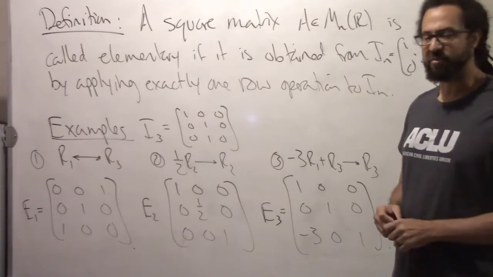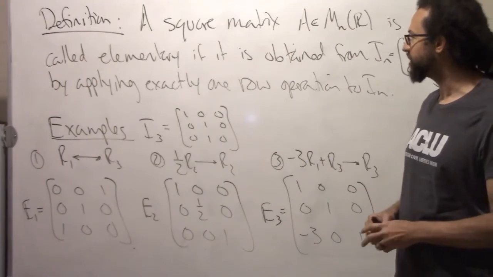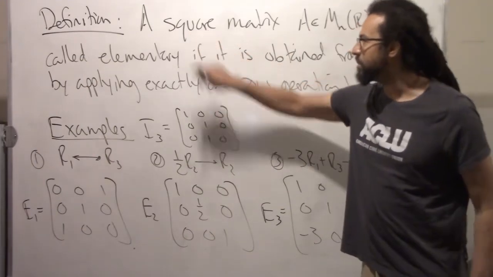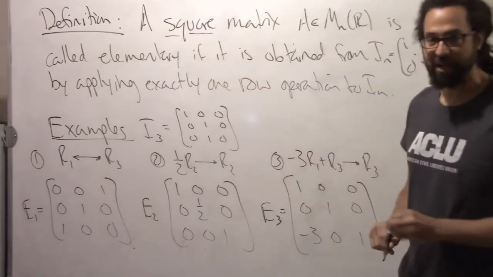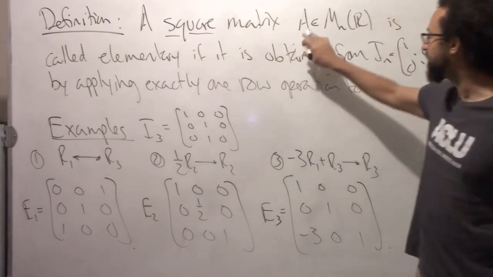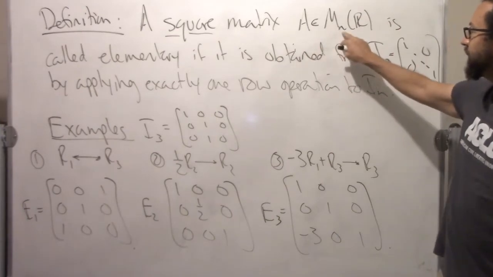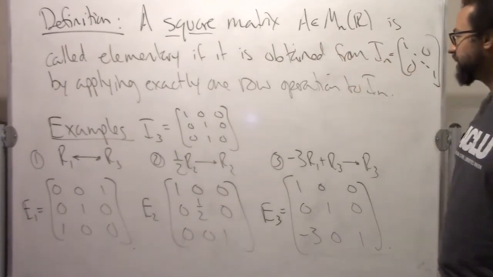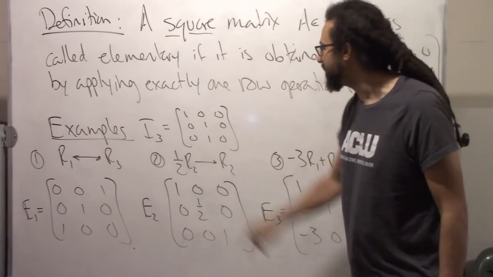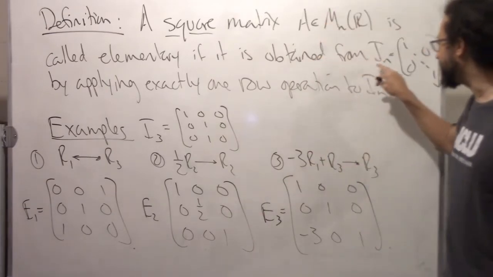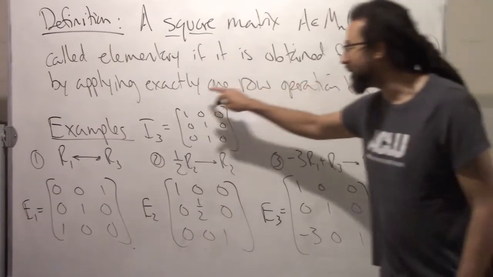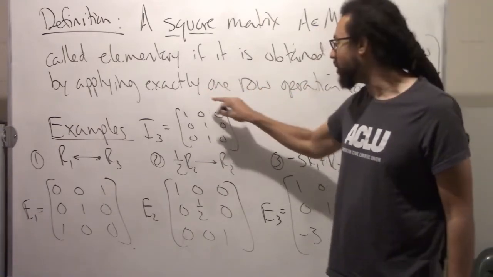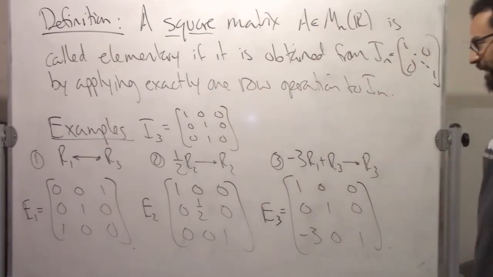All right, so the fundamental definition for this lecture. A square matrix, this is really important. Otherwise, we can't talk about elementary matrix. So a square matrix, call it capital A, an n by n matrix, we'll call this thing an elementary matrix if it is obtained from the identity matrix of order n by applying exactly one row operation to this thing.